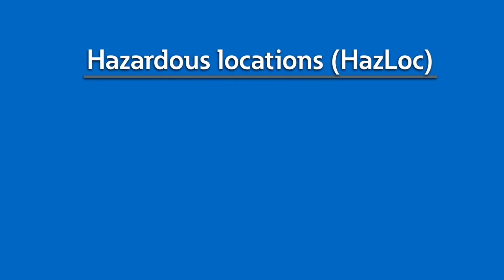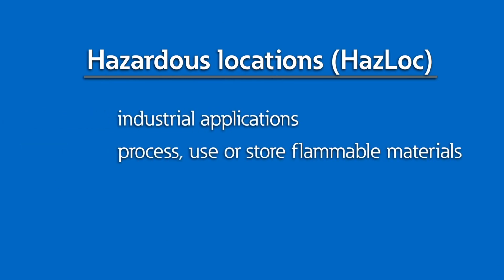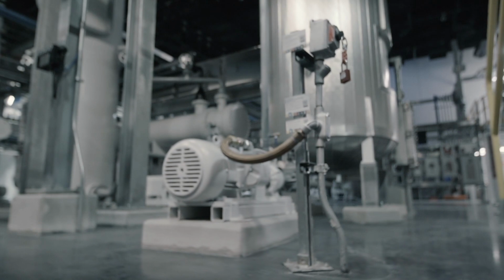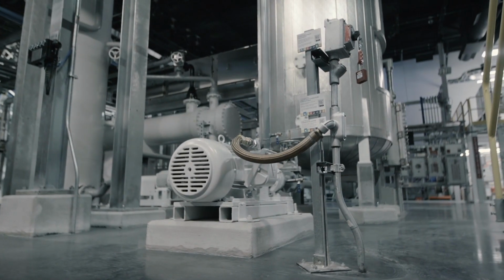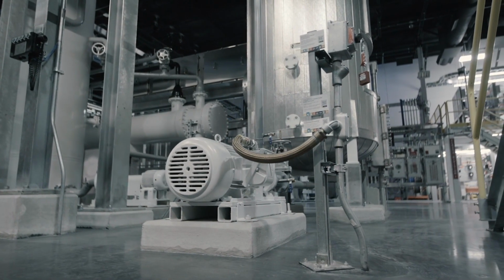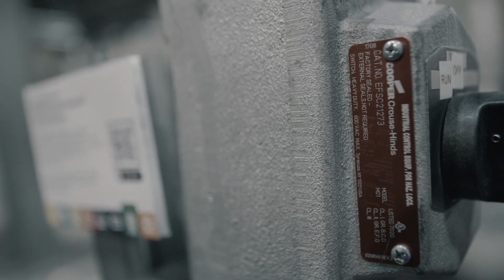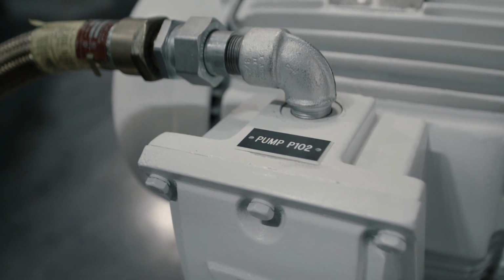Hazardous locations, or HazLocs, refers to industrial applications that either process, use, or store flammable material, thereby potentially creating explosive atmospheres. To reduce the risk of fire or explosion, classified areas must be properly identified. This classification is for the overall purpose of protecting operators and minimizing the risk of equipment loss.